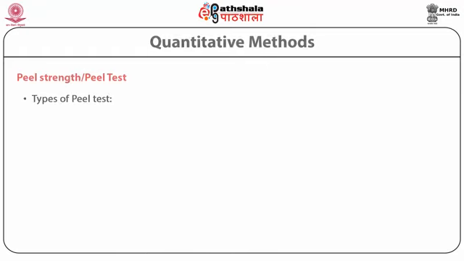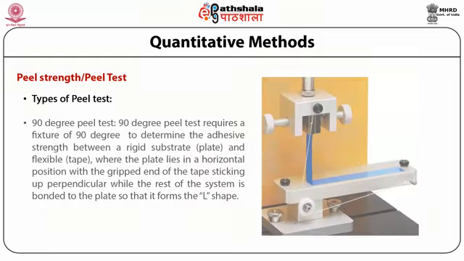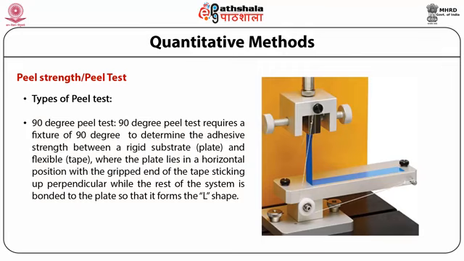The next type of peel test is referred to as the 90-degree peel test. It requires a fixture of 90 degrees to determine the adhesive strength between a rigid surface that could be a plate and a flexible one that could be a tape, where the plate lies in a horizontal position with the gripped end of the tape sticking up perpendicular, while the rest of the system is bonded to the plate so that it forms an L shape.